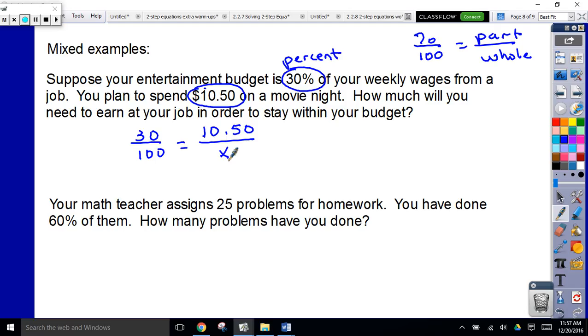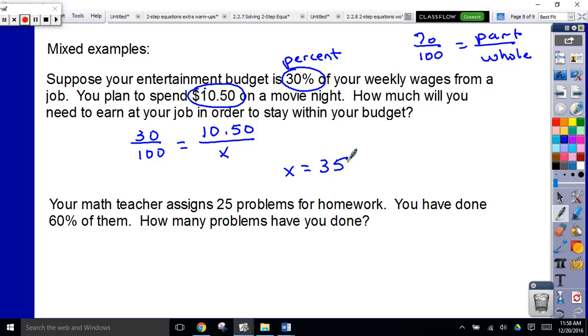When we do, we find out that x equals 35. So we would need to earn, or he would need to earn, however we want to answer this, $35 in order to stay within your budget. And that makes sense because 30% is about a third, and a third of 35 would be about $10. So we're close. Okay, let's look at the next problem.